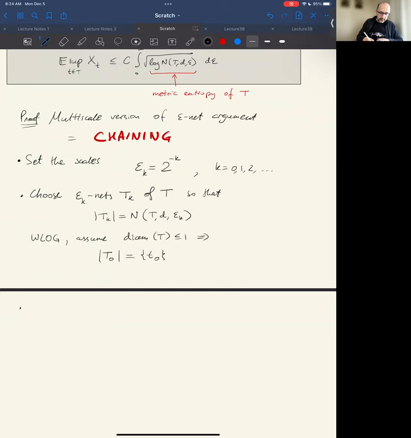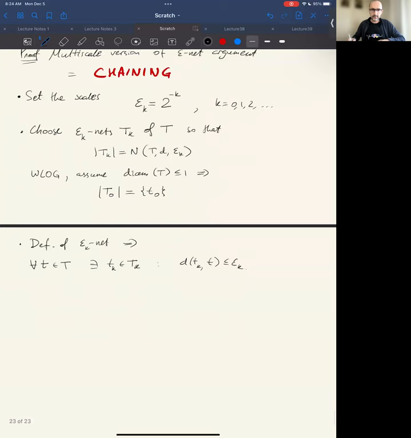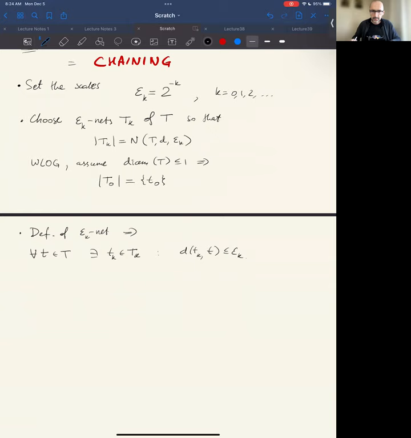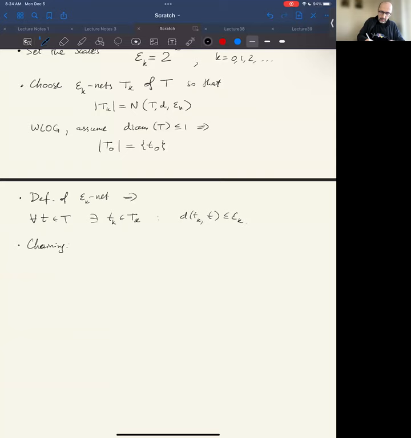Okay, so we did this. This is the multi-scale covering. And the definition of the net implies that any t can be approximated by a point t_k in T_k with accuracy at most epsilon_k. Agreed? This is how we set the scale. T is covered by these balls, which means every t is within epsilon_k from the center. Okay, nothing happened so far. We just set up the picture, but this is the most important thing. This is the setup of chaining. So here, suppose this is T_0.